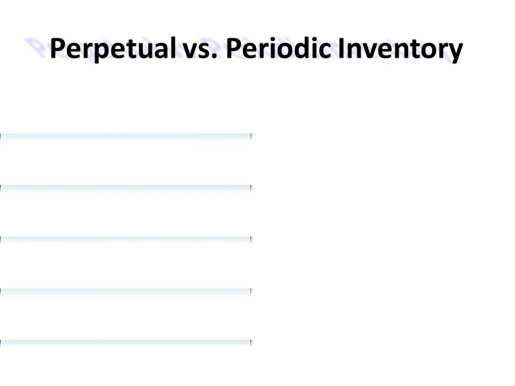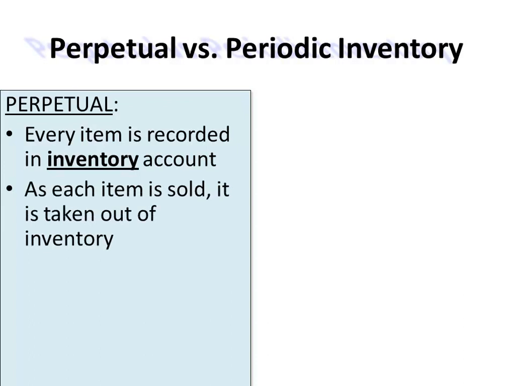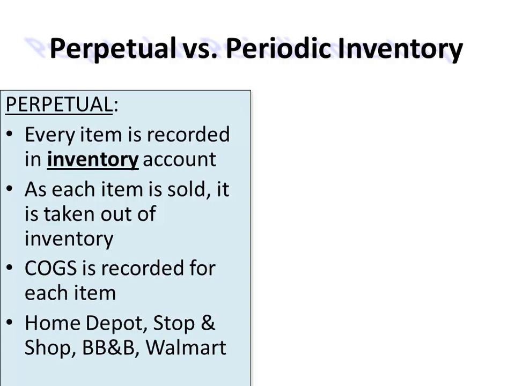So let's look at what some of the differences are here. In a perpetual inventory world, every item is recorded right into an inventory account. So if you see inventory in the detailed journal entries during the period, you're in a perpetual inventory system. And as each item is sold, it's taken out of inventory, and what do you debit? Cost of goods sold. So cost of goods sold is recorded for each item. We've named some of these, like Home Depot, Stop and Shop, Bed Bath & Beyond, Walmart, all of these kinds of stores. When you can go into a store at any given time and ask, how much inventory do you have of this on hand? And they can tell you, those are perpetual inventory systems.